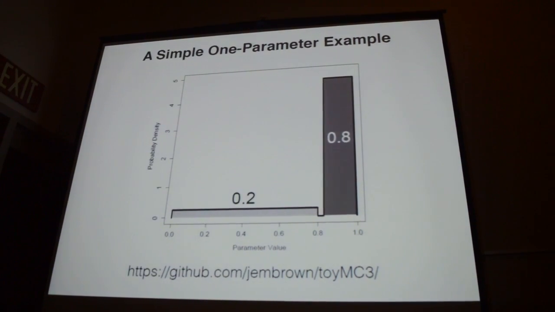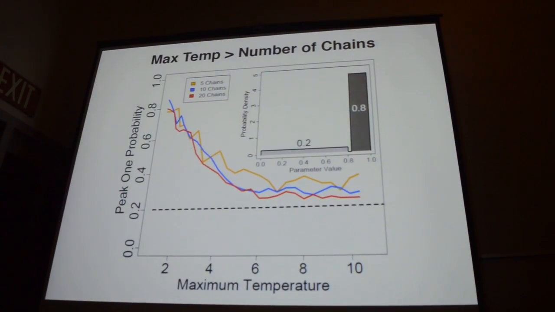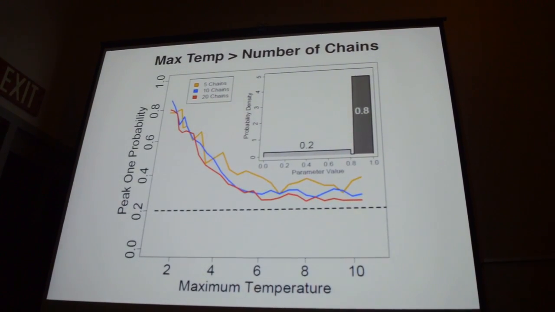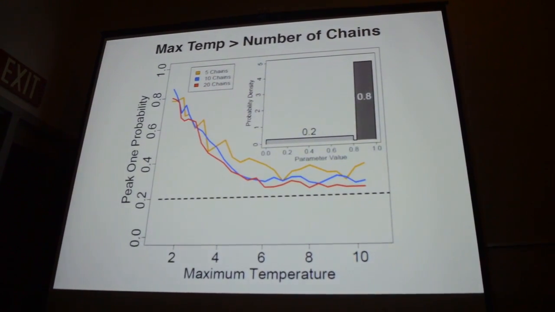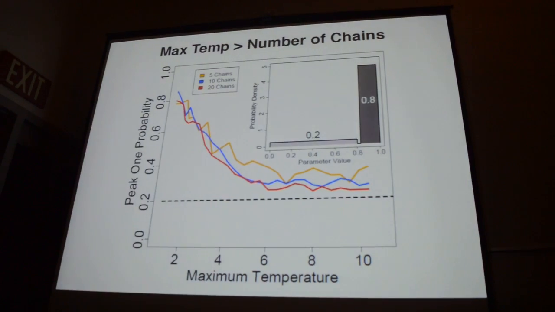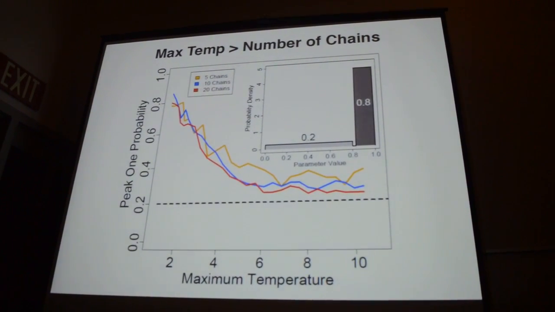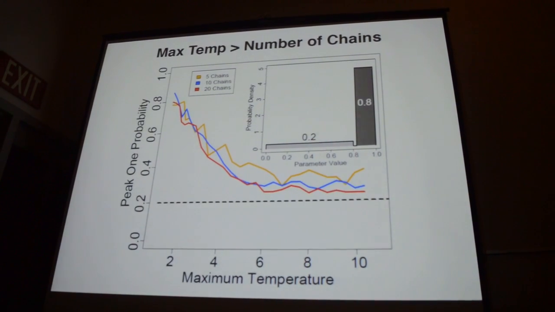distribution using a variety of different Metropolis coupling scenarios. So we evaluated different numbers of chains and different maximum temperatures. So the maximum temperature determines how heated our most heated chain is. So which chain has the best ability to cross this valley? And we got some interesting results.